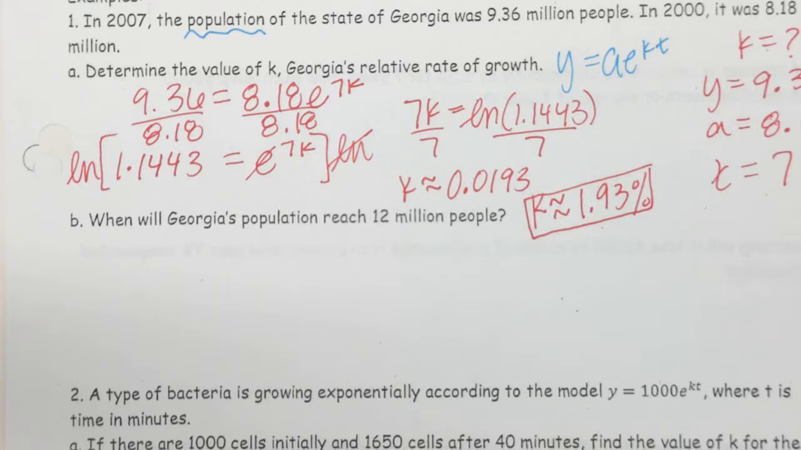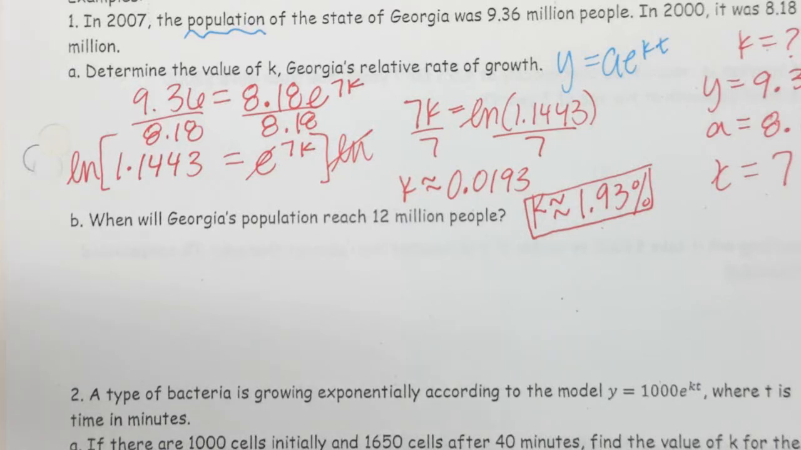I think I have calculated here. I have like 1.1143. I think that's what you have here. Just forgot the 1.9. I did that earlier. Anybody else? Okay. Yeah, he did too. All right. So that means in 7 years that Georgia's population grew by 1.93%.